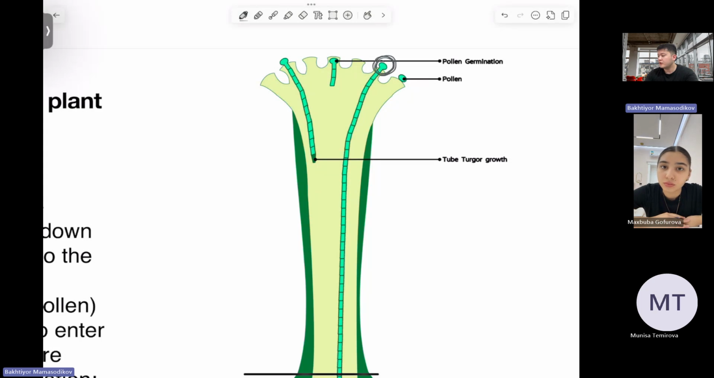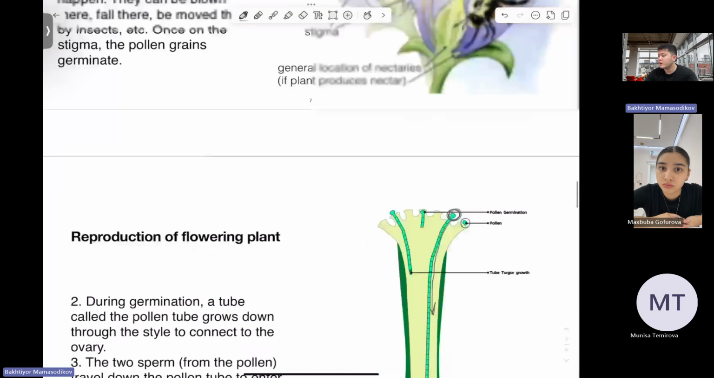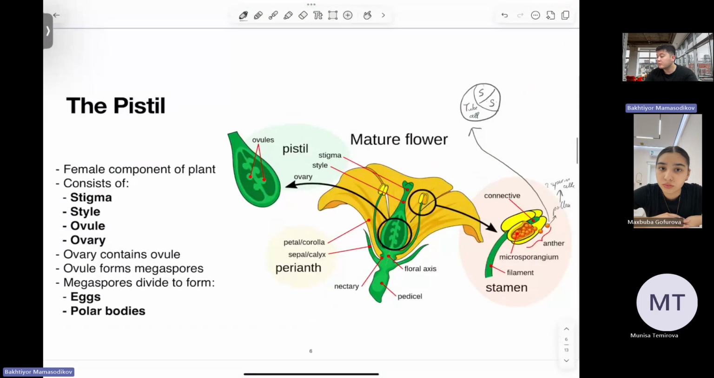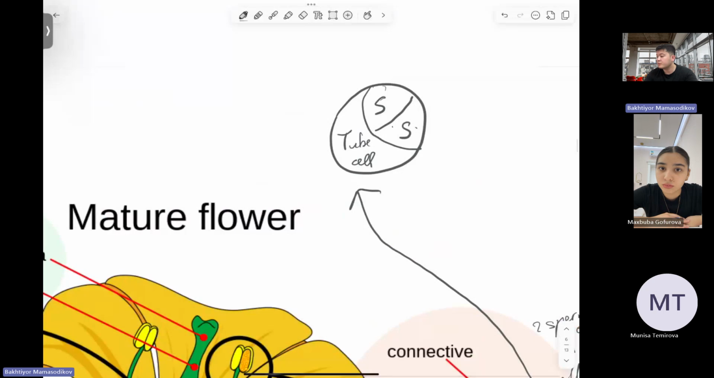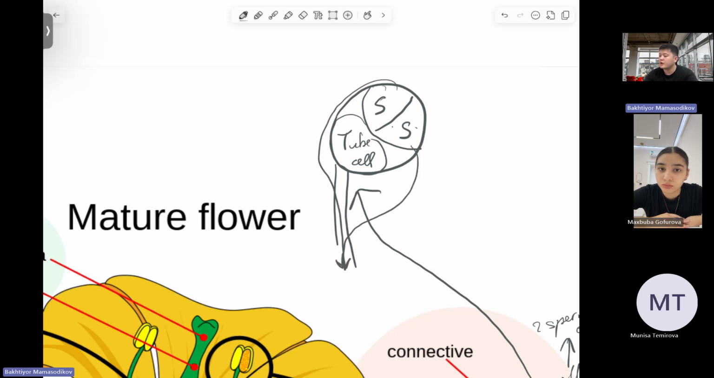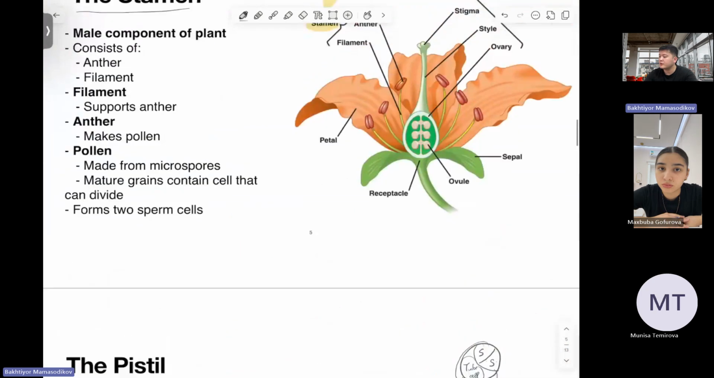One pollen came here, as you can see, or here. So it's making the pollen tube. One pollen is making a pollen tube from these tube cells. When it enters the female reproductive system, those two sperms are going to follow this tube and go through it. We will talk about it a little bit later.